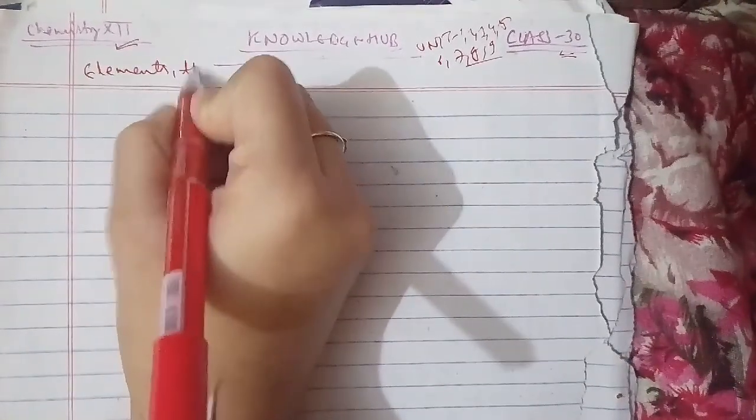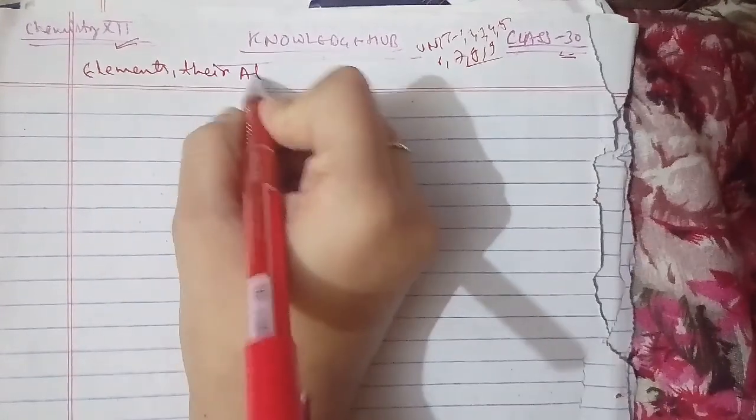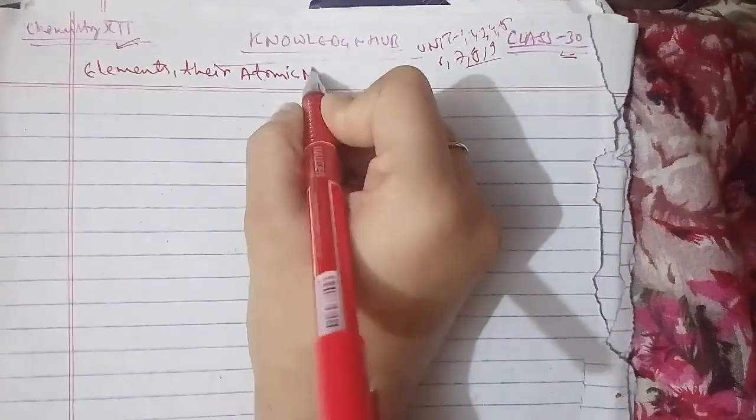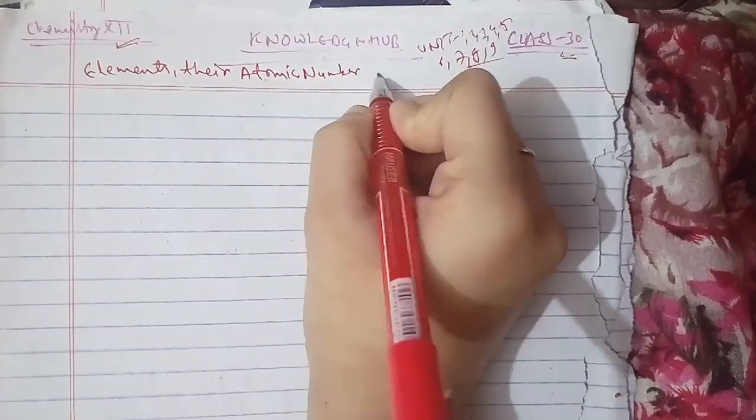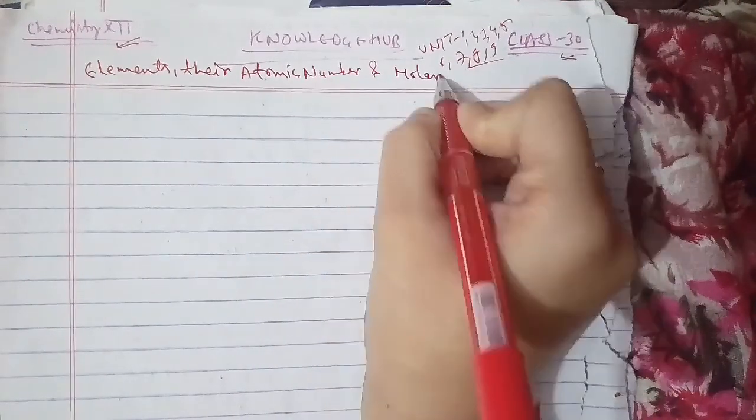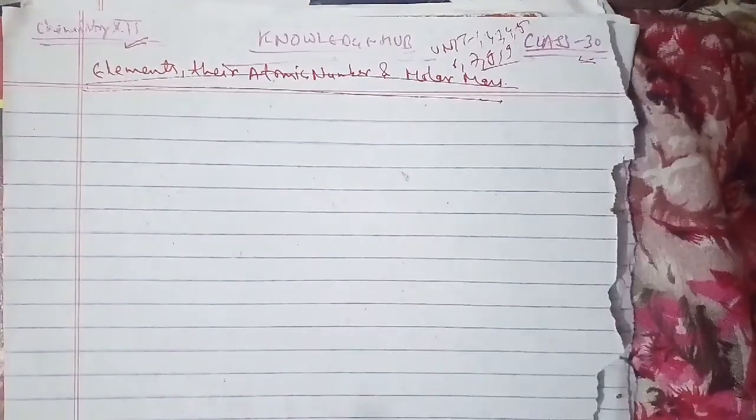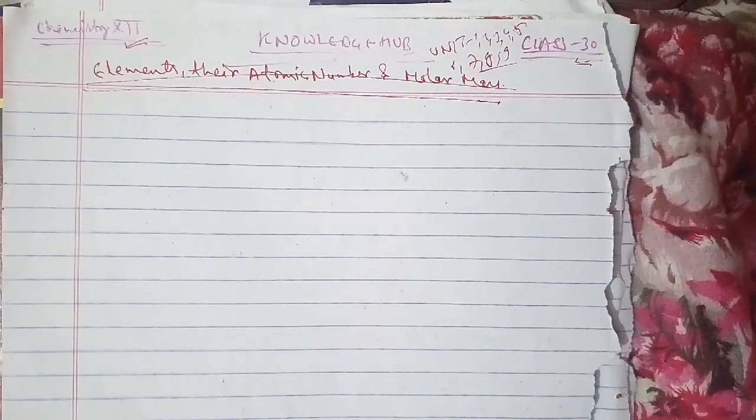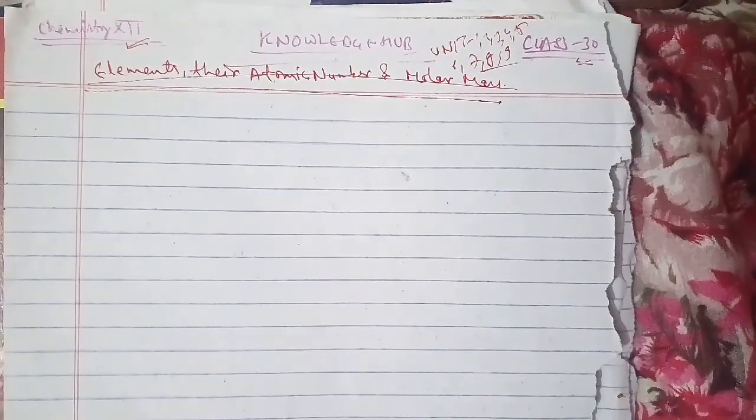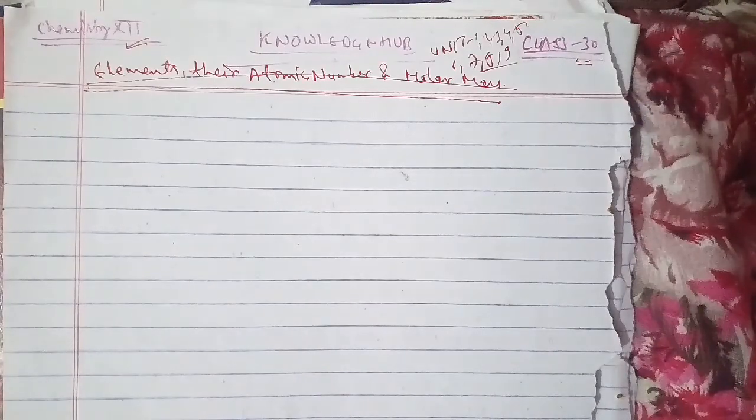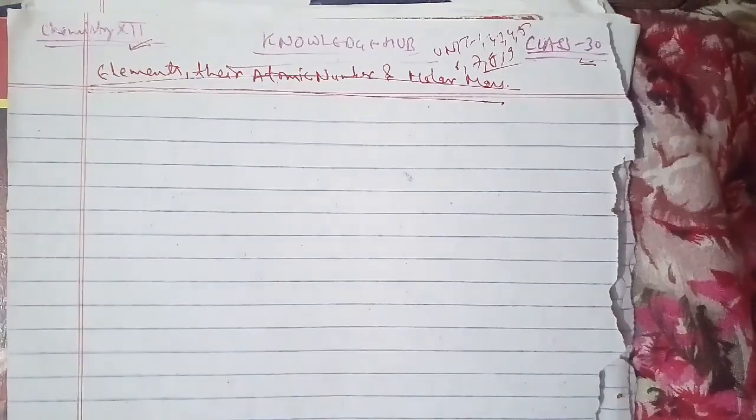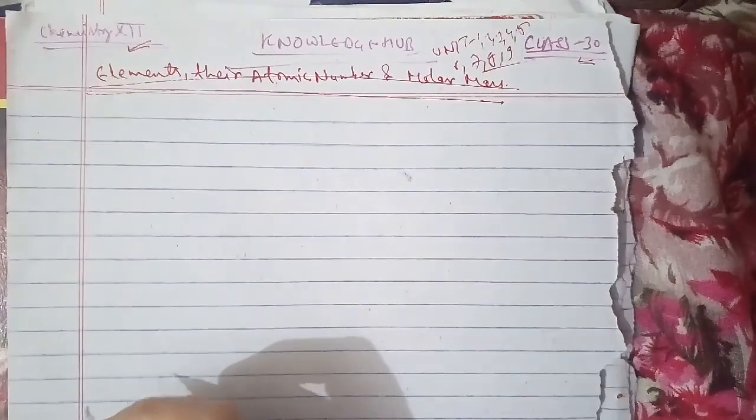We will discuss elements, their atomic number and molar masses. Yeah, molar mass. Okay, that's what we have to discuss here. So we'll go ahead for the same. We have to make a table, that is what we have to represent here. So we will discuss the elements, their atomic numbers and molar masses as well.